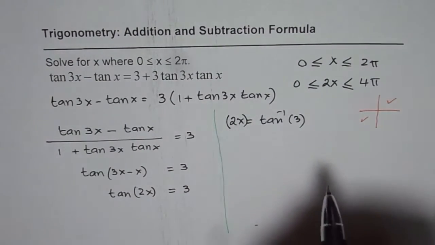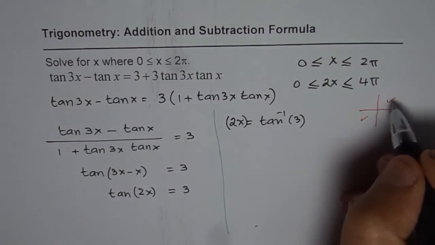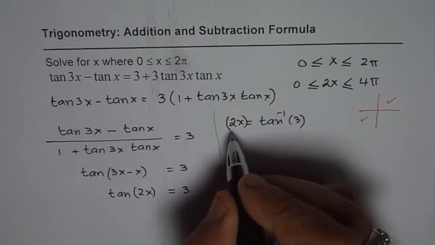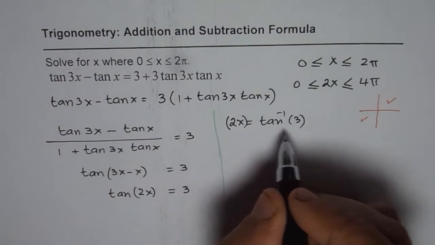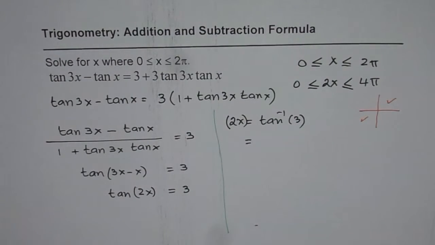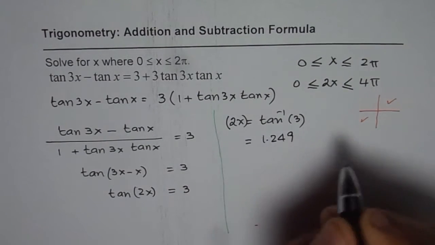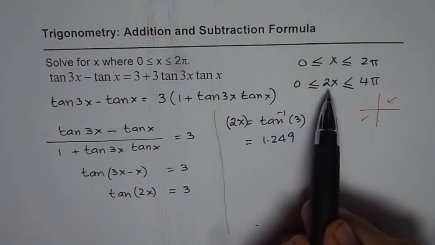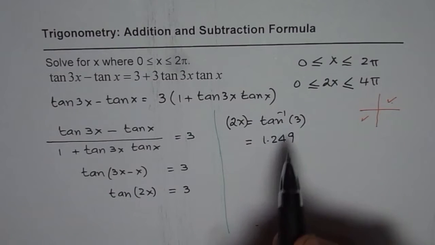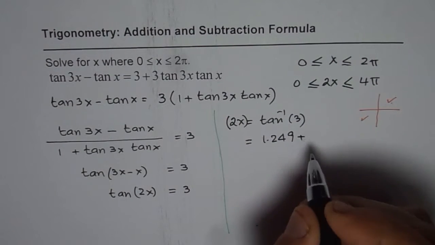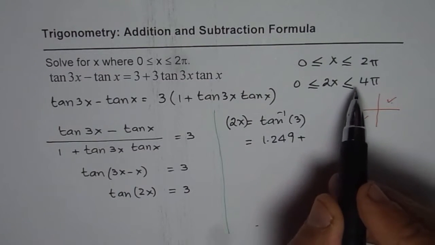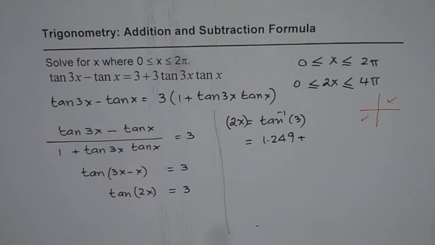So actually what we should do is find the acute angle, and then we can generalize the solution. Okay. So let me first calculate the angle alpha instead of 2x. We'll just calculate one angle and then write other answers. So the first one is 1.249. Now that is only the first value, correct? We know there are many other values. Since the interval for 2x is 4 pi, for the other values we have to add pi, 2 pi, 3 pi, up to 4 pi. That is what our answer is.